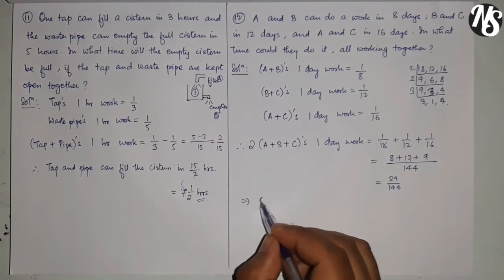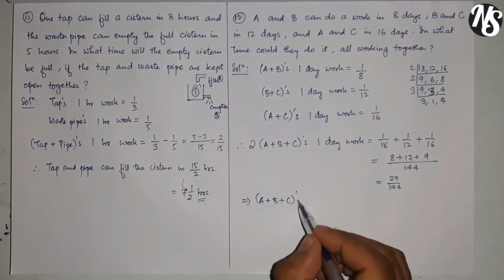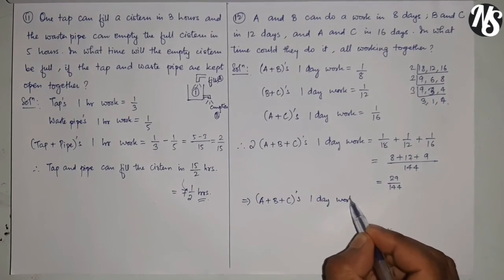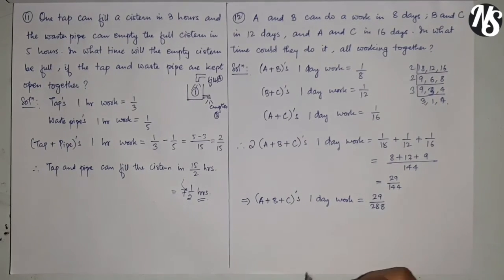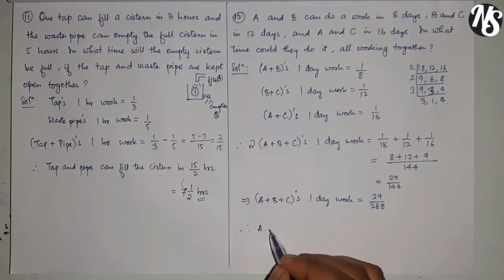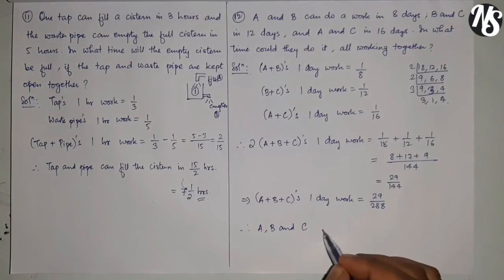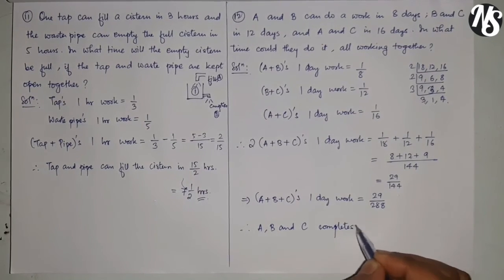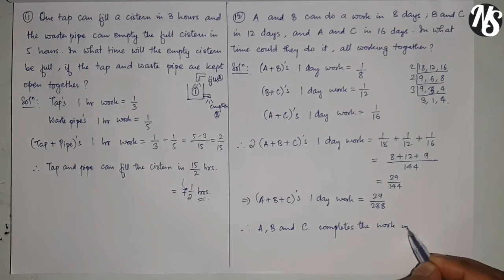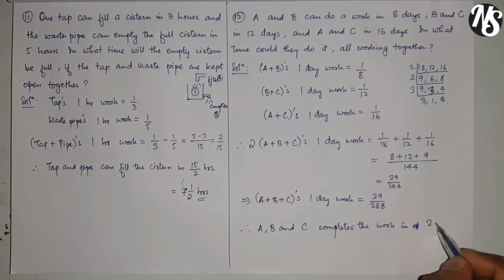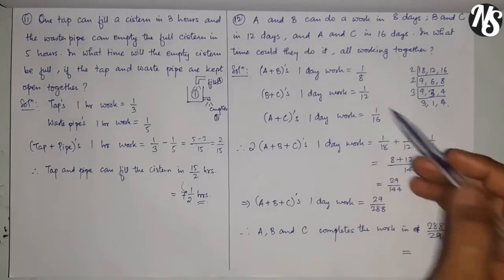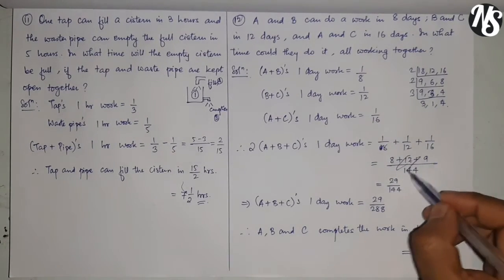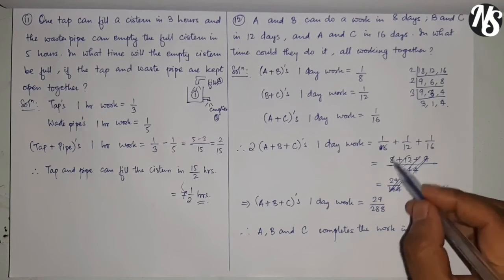Therefore ABC's 1 day work is going to be equal to, so this 2 goes to the denominator, so you get 29 by 288. So therefore A, B and C complete the work in how many days? In the reciprocal of this, that is 288 by 29 days. Okay, now just wait a minute, there is a mistake done by me. This is 1 by 8, I'm sorry, this is not 18, this is 1 by 8. So there's a mistake out here. I'm sorry, this whole thing is a mistake.